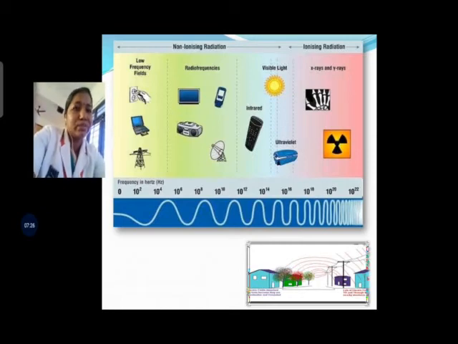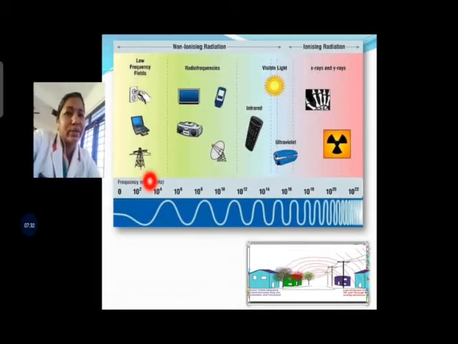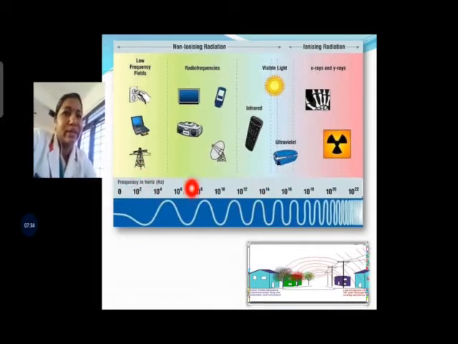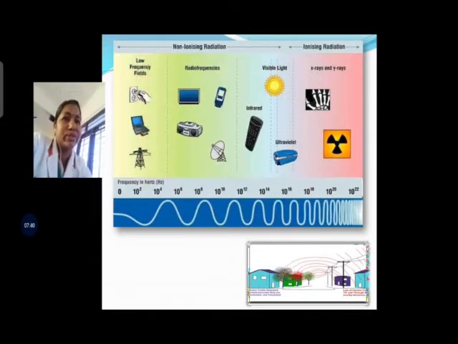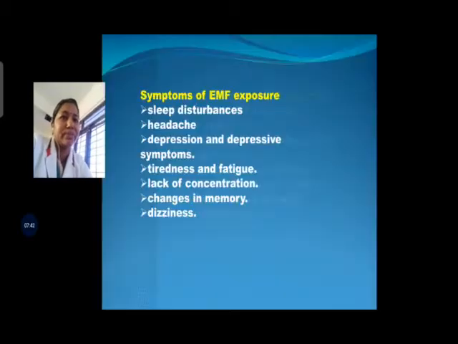So next one is visible light, infrared, ultraviolet, X-rays and gamma rays. So this is for frequency in hertz. According to this frequency only we will get low frequency, radio frequency, visible light and X-rays.